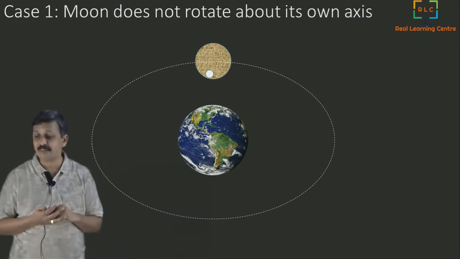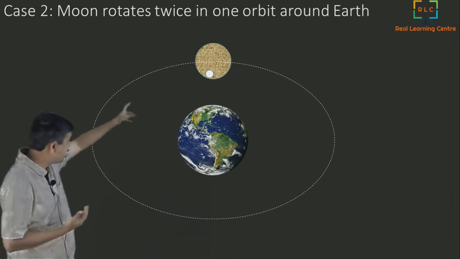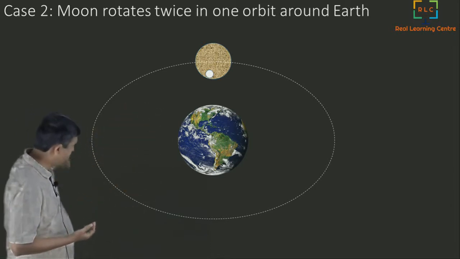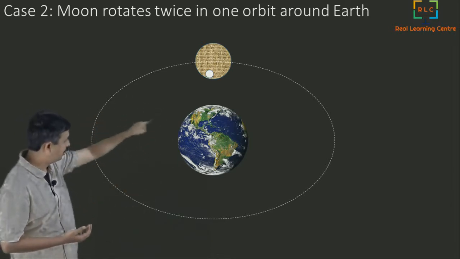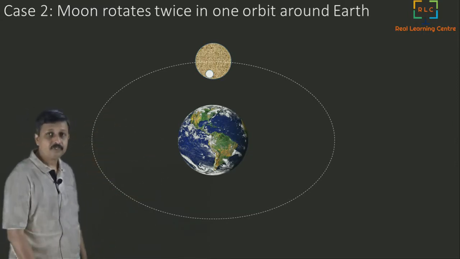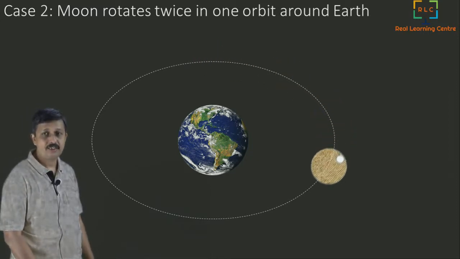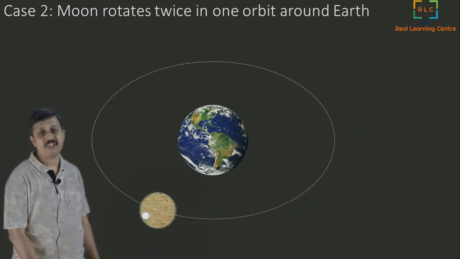The Moon rotates twice in one orbit around the Earth. So I am going to rotate that Moon twice by the time it goes there. One round on its own axis, one more round on its own by that time. Just watch carefully. So this is one rotation, and the second rotation.